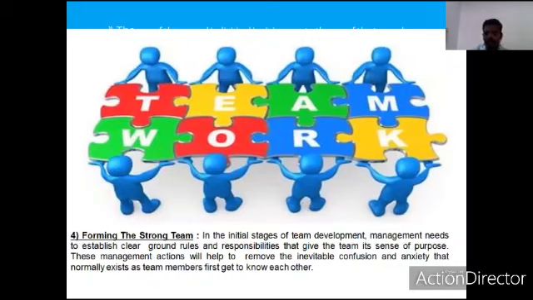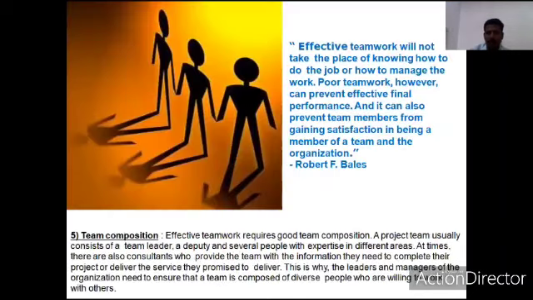In the initial stages of team development, management needs to establish clear ground rules and responsibilities that give the team a sense of purpose, and these management actions will help remove the inevitable confusion and anxiety that normally exists as team members first get to know each other. That's why forming a strong team is most important, which requires real intelligence in choosing the right member and putting them in the right task or right division in the different work activities.